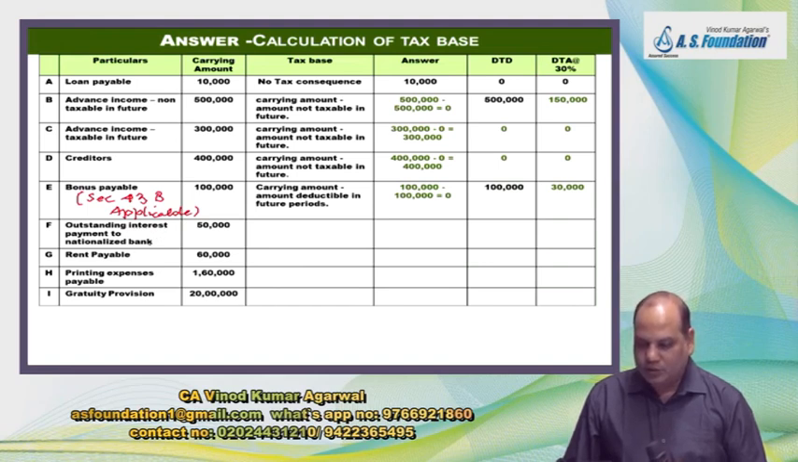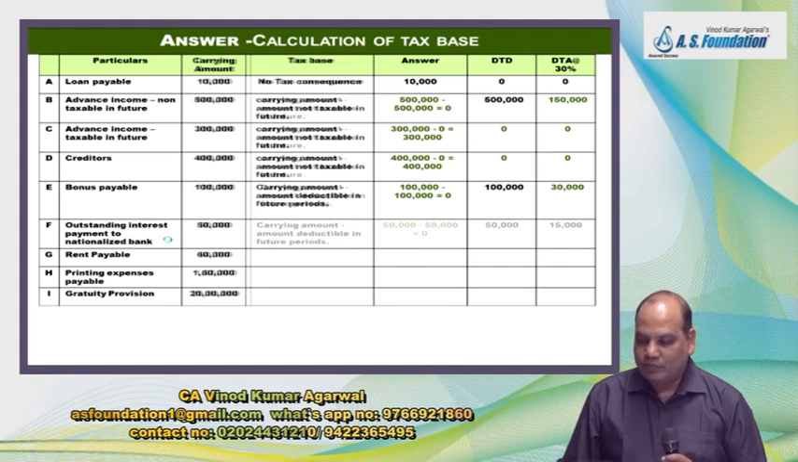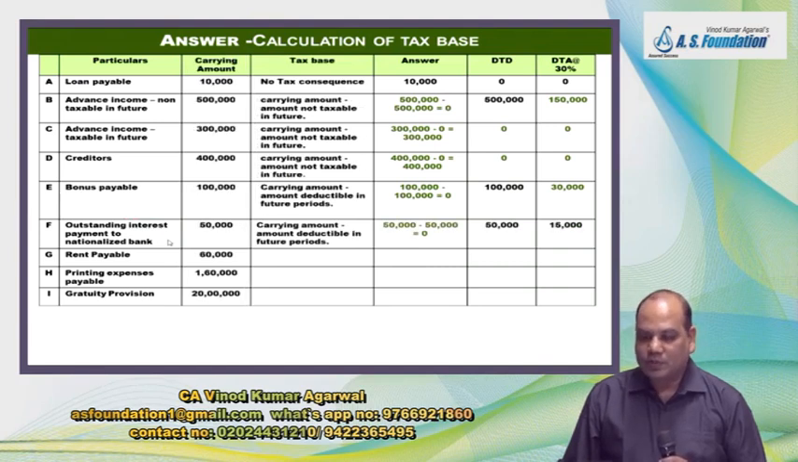Outstanding interest payment to nationalized bank. Again write down section 43B applicable. If section 43B is applicable, carrying amount minus amount deductible in future period. So interest is allowed on payment basis. 50,000 minus 50,000, 50,000 will be allowed in future. 0. Difference 50,000, DTA 15,000.